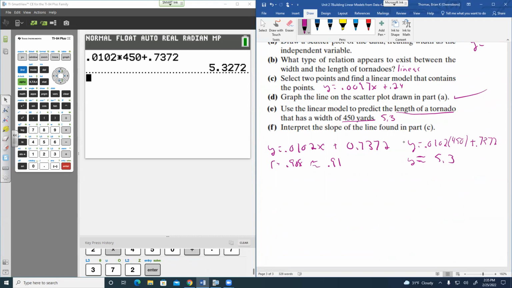Interpret the slope found in part C. So the slope, basically, I'm going to just use the linear regression, the 0.01 over 1, if I do it that way. What I can do is move the decimal 2 places to the right and say, well, that's going to be 1 over 10. So basically what this is saying is, for every 1 mile, let me try that again. I didn't put my every there.